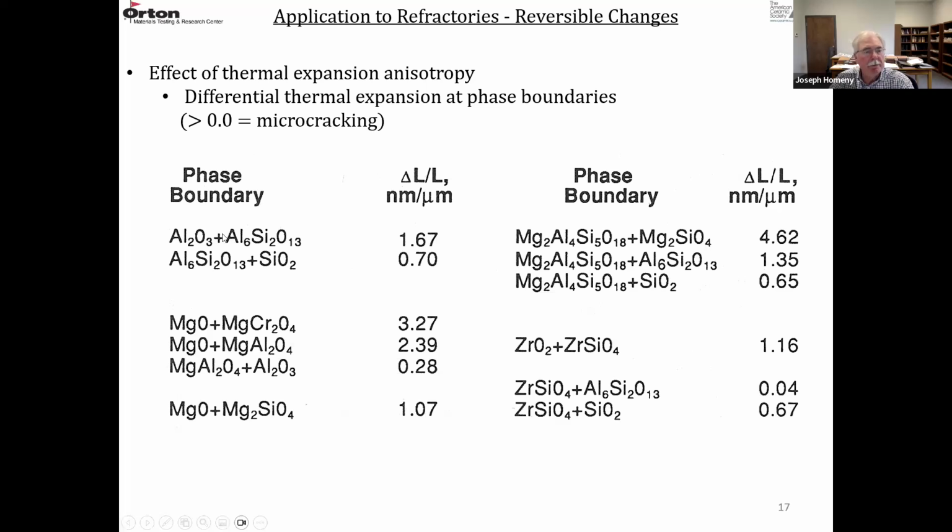So if we have different crystals present in a refractory, here's an example of alumina plus mullite or mullite plus silica. And this is another example, MgO plus forsterite. They have different thermal expansions.